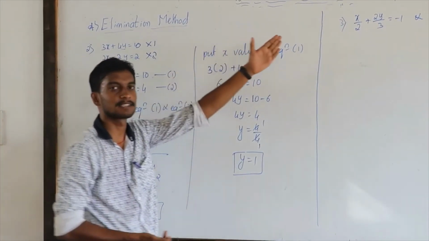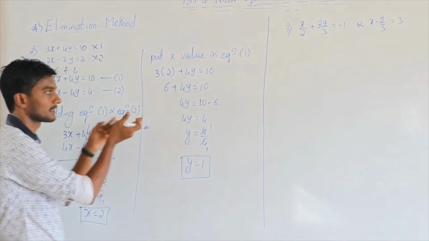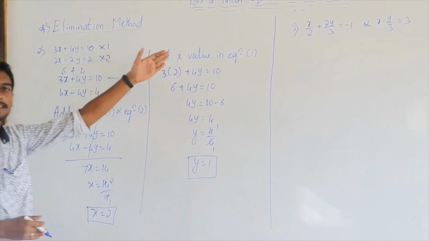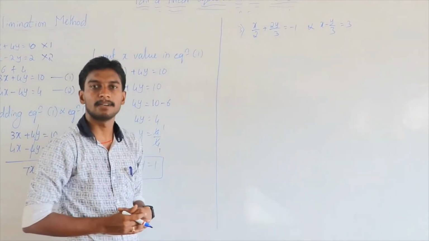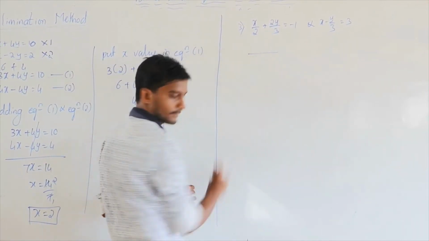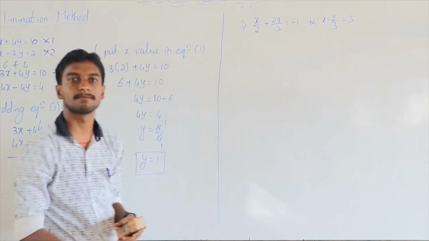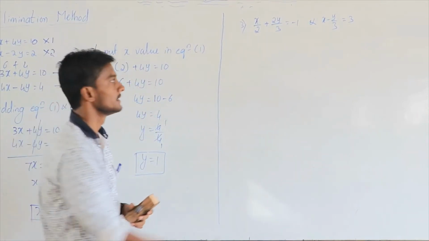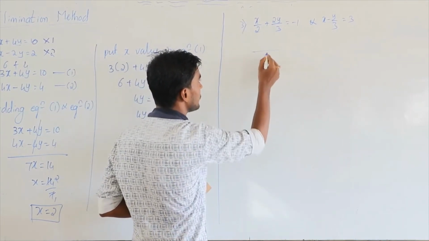Let us discuss one more problem, which is different compared to the first and second. The third one is a little bit different. We also have to solve it by the elimination method. So let us take an LCM. Let us make it a linear equation in the form of ax plus by plus c is equal to 0. To make it in that form, first you have to take the LCM of 2 and 3.